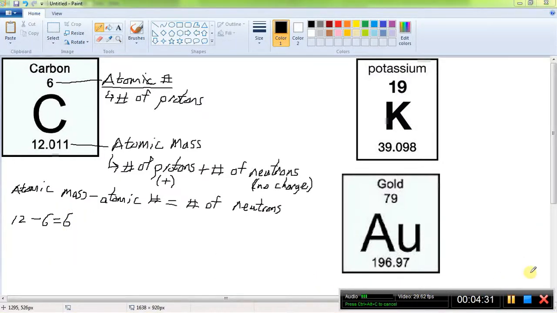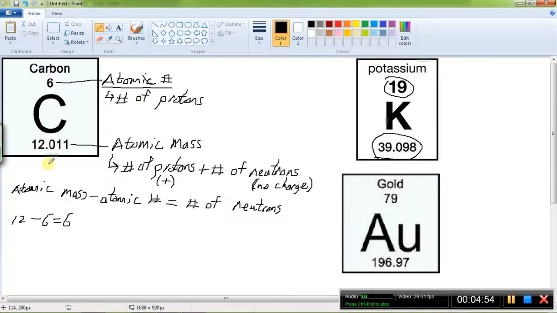Okay, so now let's move over to potassium and take a look at potassium. We have an atomic number here of 19 in potassium. So potassium has an atomic number of 19. It has an atomic mass, and again we'll just round this, so we'll say 39.